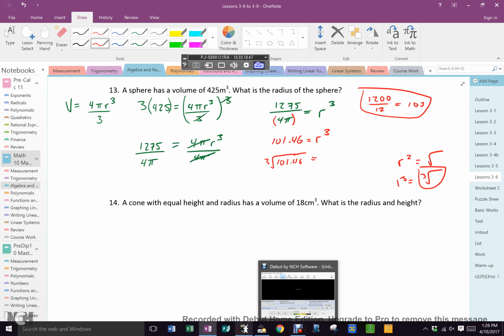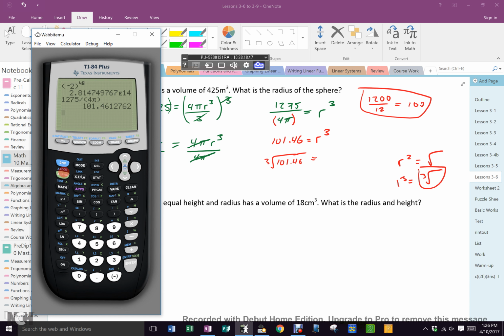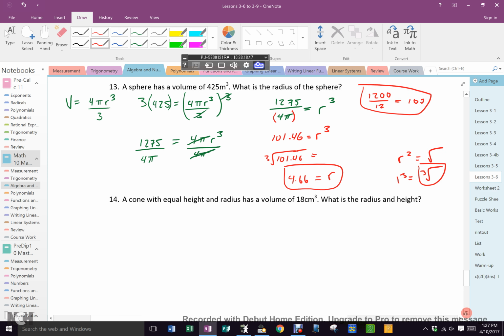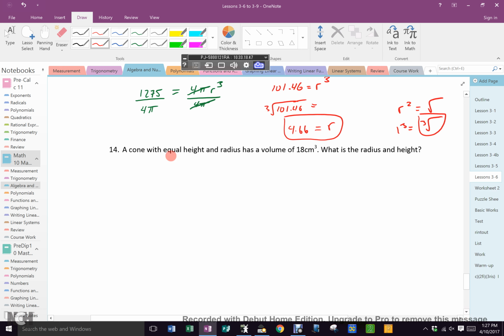What is the answer? For my calculator, I have to hit math, cube root. There, it's written right there. 101.46. 4.66. So r equals 4.66. Could everyone do it? Okay. Look at the next one.